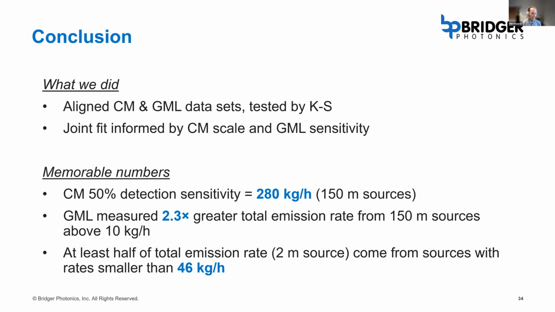First of all, Carbon Mapper's 50% detection sensitivity was around 300 kilograms per hour for both 150 meter sources and 2 meter sources. GML's distribution indicated that there is at least 2.3 times greater total emission rate for 150 meter sources, and that at least half of the total emission rate for 2 meter sources comes from sources with rates below 46 kilograms per hour.